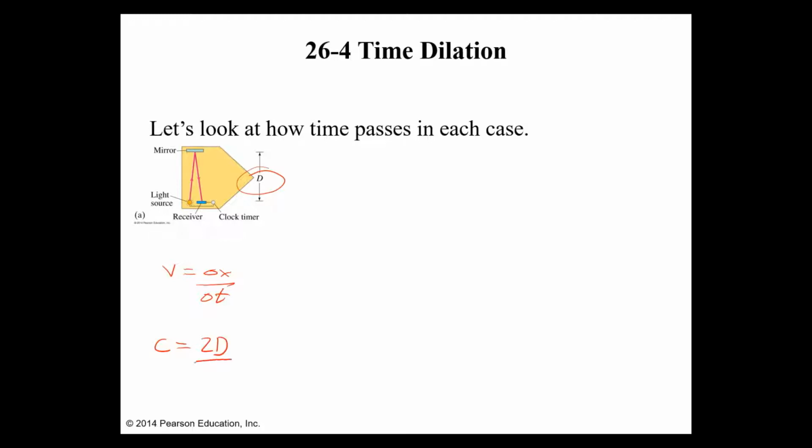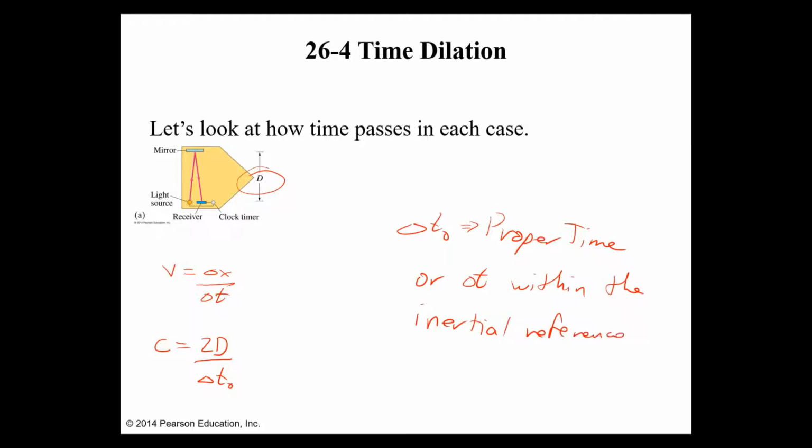And now we're going to define our time. We're going to call this delta t naught, also known as the proper time, or time within the inertial reference frame. So you sitting there inside that clock, you time how long it takes for the light to pass, and you calculate delta t naught, the proper time.